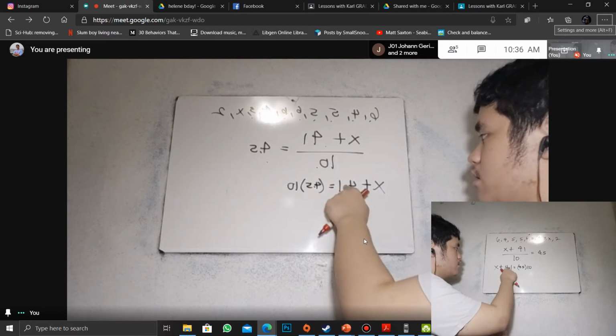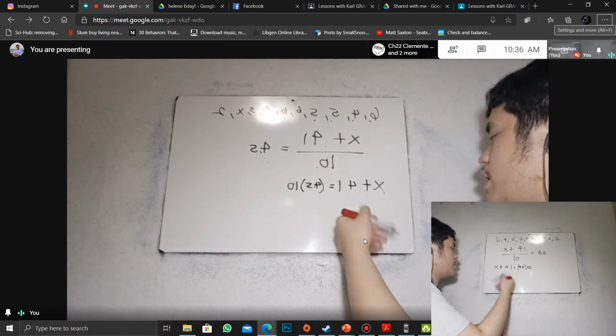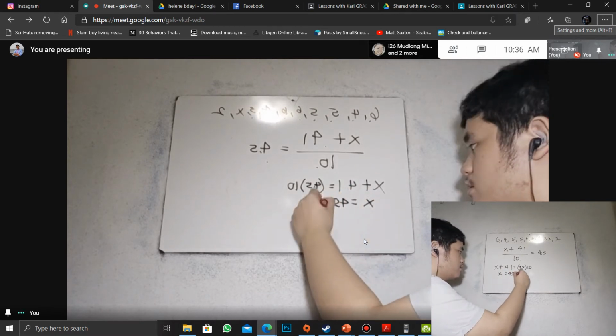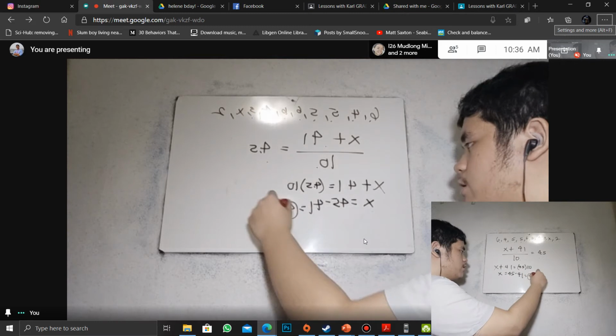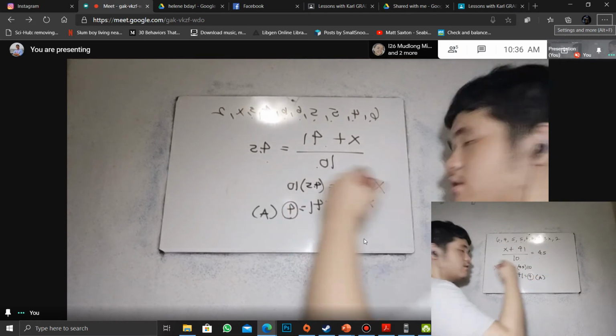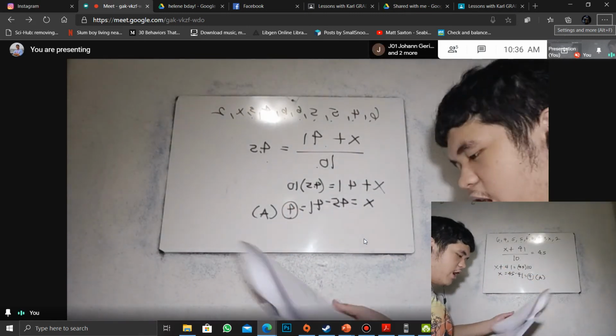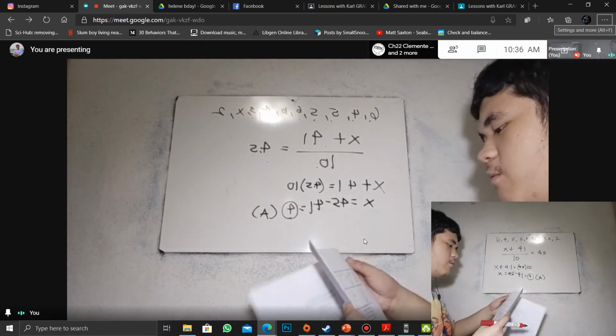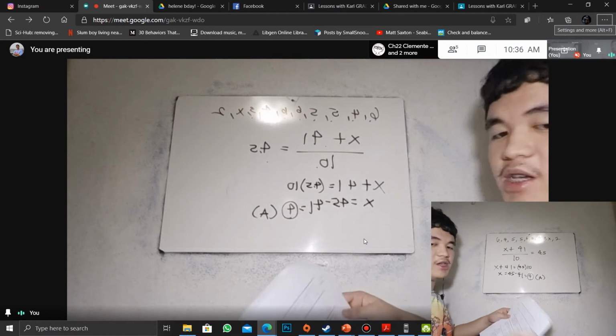X plus 41 equals 4.5 times 10. X equals 45 minus 41 equals 4, which is letter A. Sige. Ngayon, number 3, letter B. If the unknown weight is 6, what is the median of the data set?